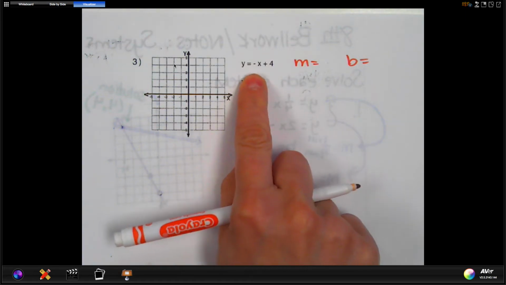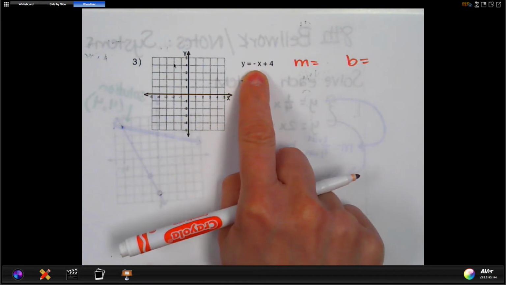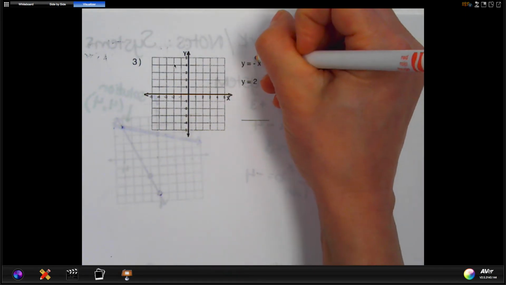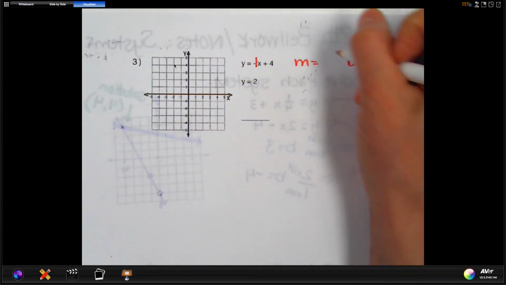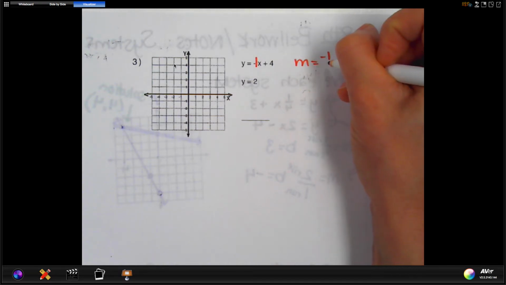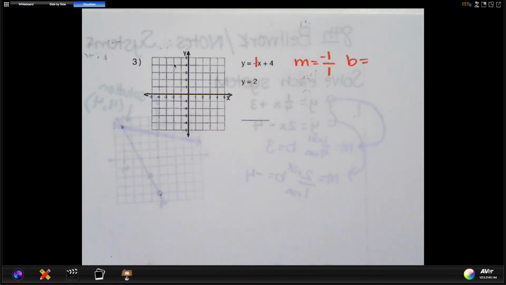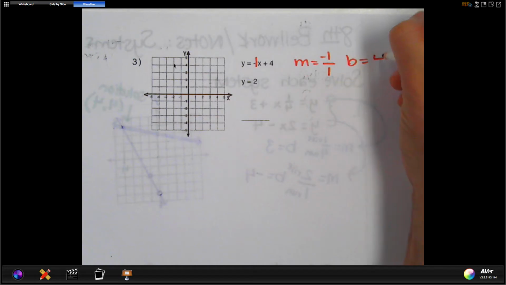Okay, so remember that if there is not a number in front of x, we know that it's a 1. And in this case, it's a negative 1 because it's negative x, so it's negative 1 for m. We need 2 numbers there, so we're going to put it over 1. And our b is 4.